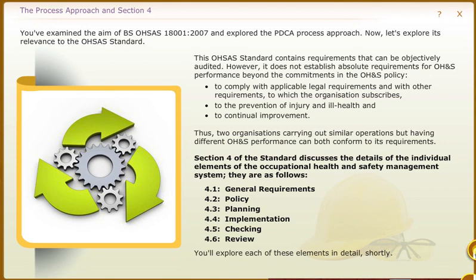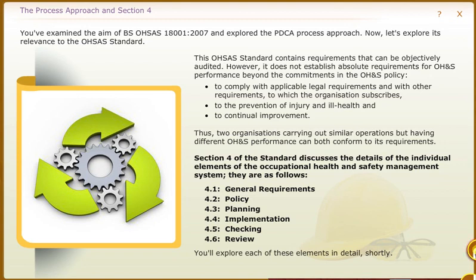To comply with applicable legal requirements and with other requirements to which the organization subscribes, to the prevention of injury and ill health, and to continual improvement. Thus, two organizations carrying out similar operations but having different OH&S performance can both conform to its requirements.